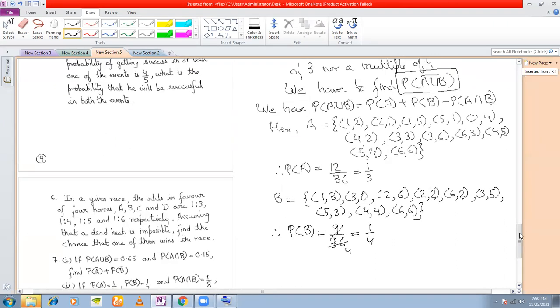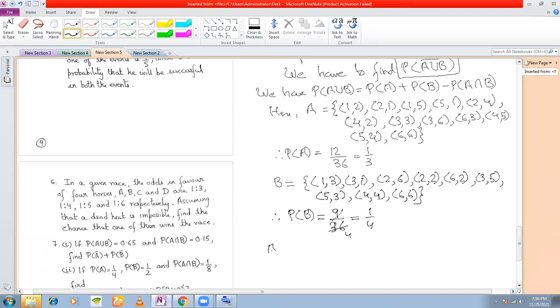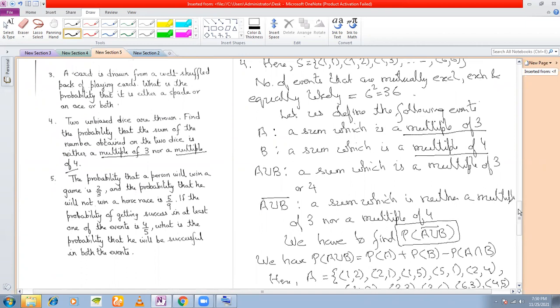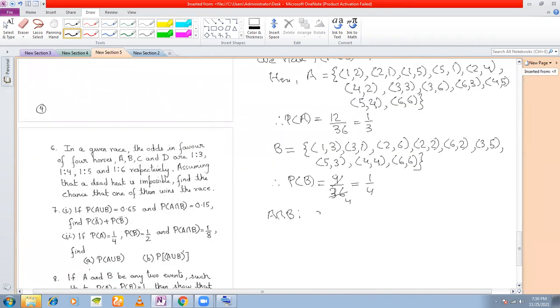Now we need to find out A intersection B. What is the event A intersection B? Look at the events. A is the event, a sum which is a multiple of 3. B is the event, a sum which is a multiple of 4. That means A intersection B is an event that the sum is a multiple of 3 and 4, right? Yes, sir.